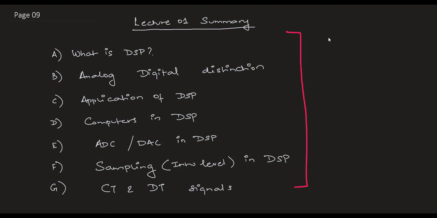So we have seen about ADC, DAC. We have seen sampling at a very intro level, and then we have seen what continuous time and discrete time signals are and how they are represented.